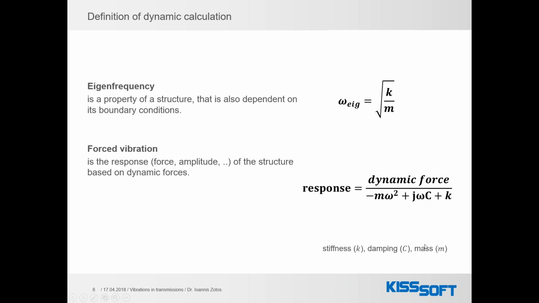In this case, damping also comes into play, since this affects the dynamic response in the end. Here you can also see the symbols we use for stiffness, damping, and mass. And so this is the main difference between eigenfrequency calculation and forced vibration calculation. In the eigenfrequency calculation, we calculate the property of the structure that is called eigenfrequency, and gives us a frequency that we should avoid exciting during operation. Whereas in the forced vibration, we calculate the exact response of the structure due to a dynamically excited force.